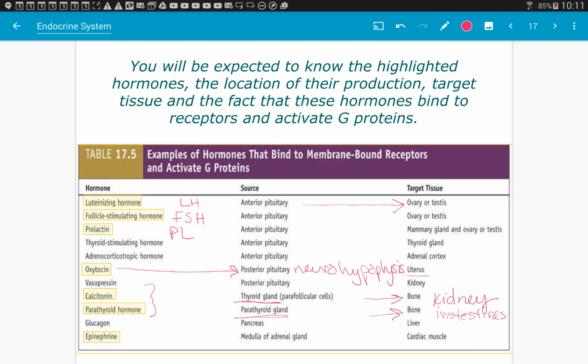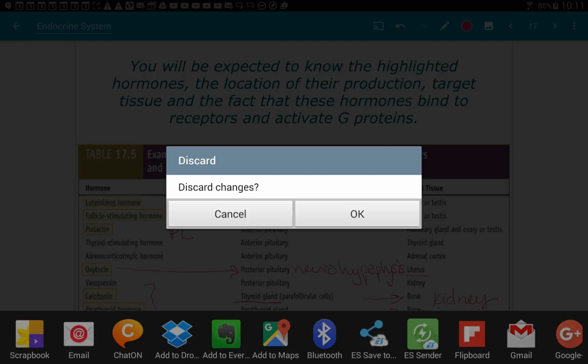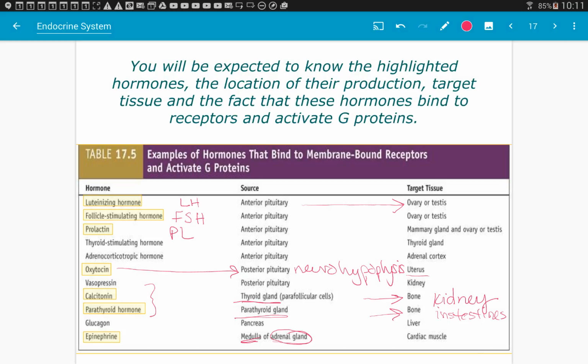And then last, epinephrine on this one, the adrenal gland, specifically the medulla. And the medulla of the adrenal gland is also under neuronal control. Okay? So the medulla is neuronal, and then the cortex of the adrenal gland is completely opposite. So we'll talk about that when we look at these different organs.